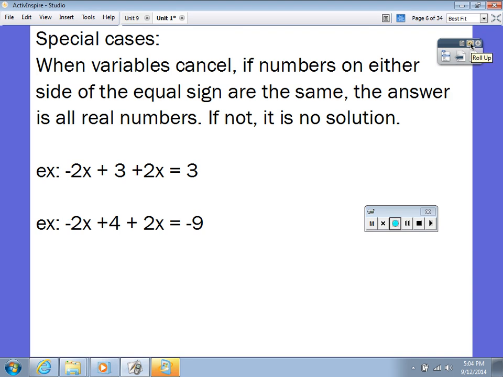Remember, one answer is either all real numbers or no solution. That's whenever your variables cancel. So I gave these 2 examples just to make it simple. And if you notice, when we go to combine like terms, that would give me 0x. And anytime you have 0x in your problem, that means your final answer is either going to be all real numbers or no solution. So here, I would have 3 equals 3. Well, that means this would be all real numbers because they are the same.